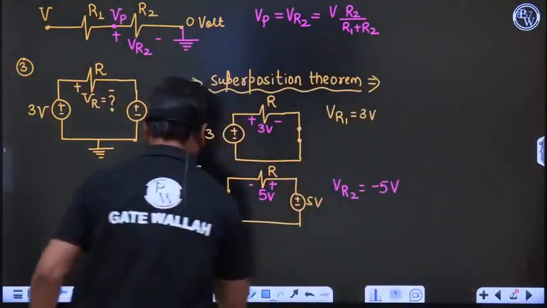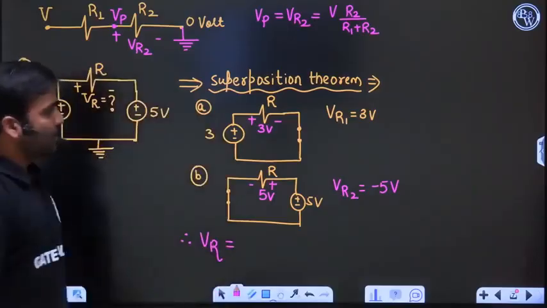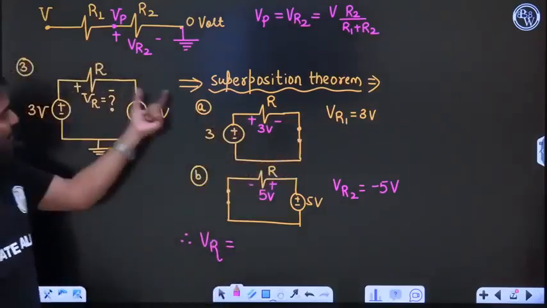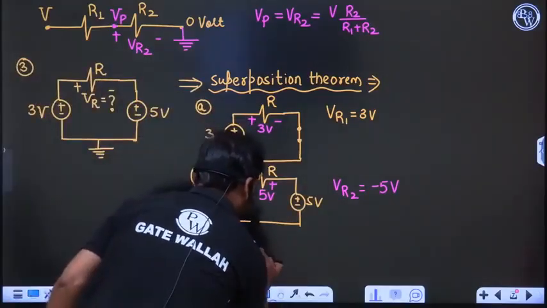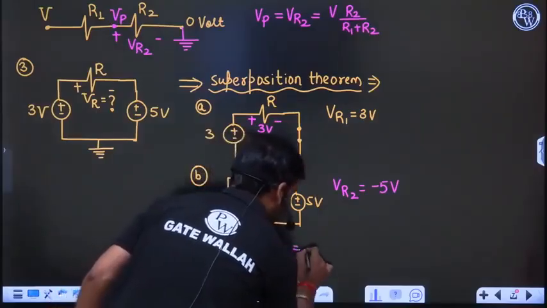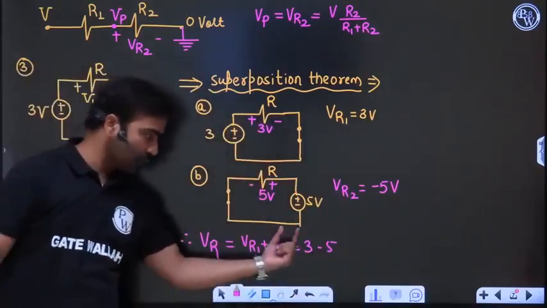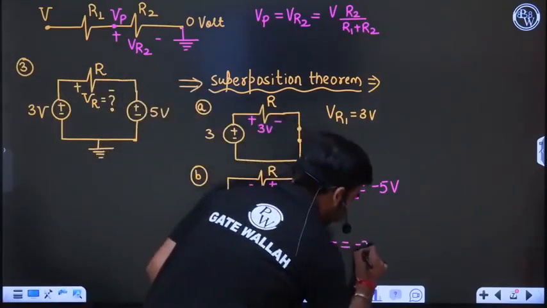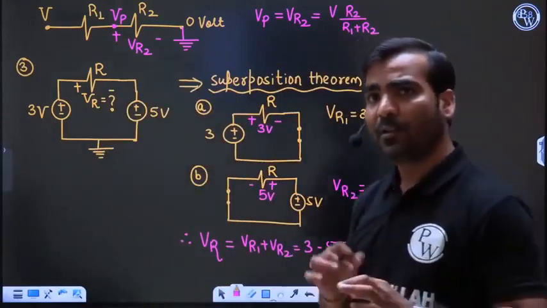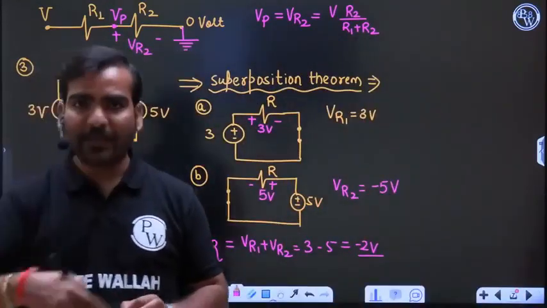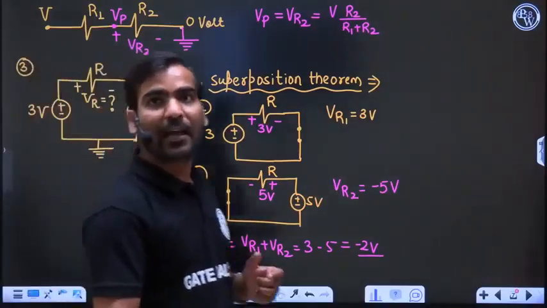So the overall voltage VR is how much? VR1 has the same polarity, and VR2 has different polarity. So we can say VR is the sum, VR1 plus VR2. VR1 is 3 volt, VR2 is 5 volt with minus sign. So VR2 is minus 5, and the answer is minus 2 volt. Many of you have given the answer minus 2 because of the KVL equation. But here I have used the superposition theorem. But a student is asking how the minus sign?